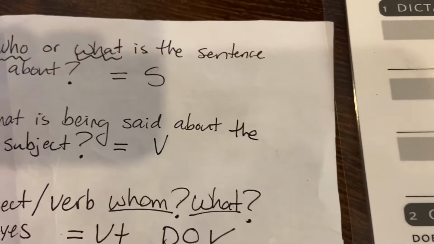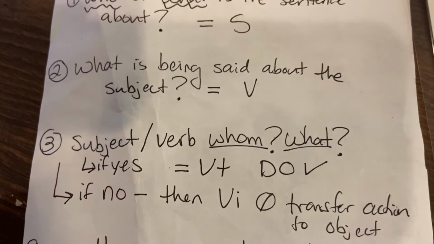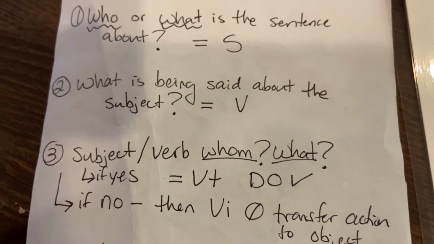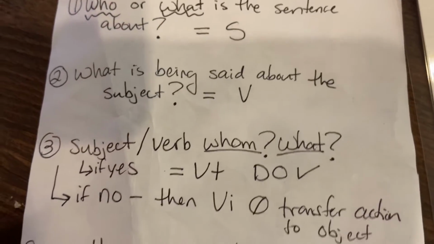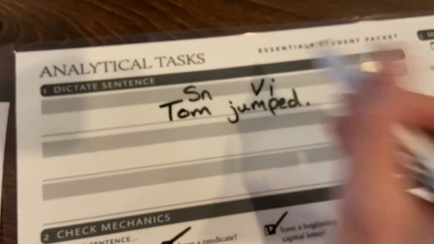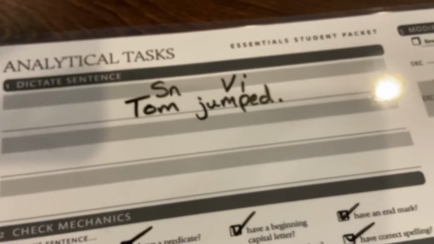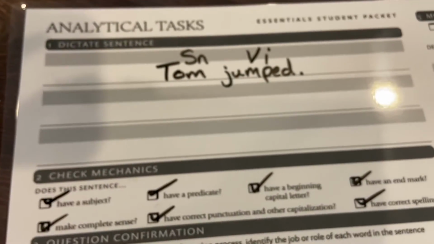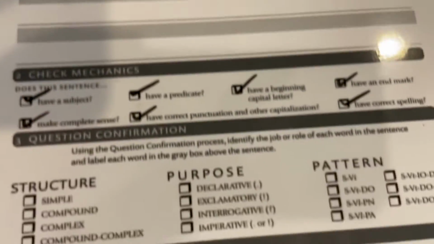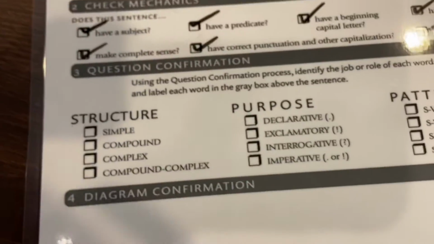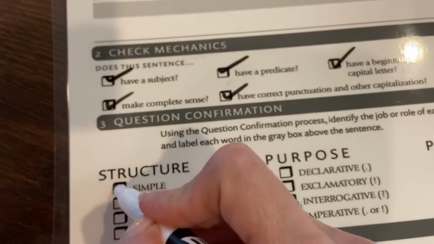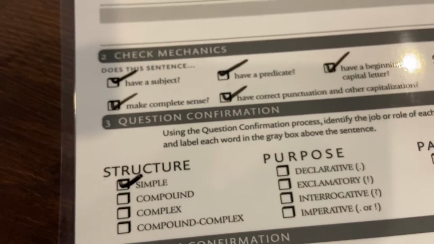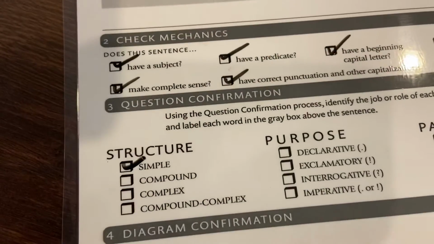Verb. The next question we need to ask is subject verb whom, subject verb what? Tom jumped who? Tom jumped what? Can I answer that? No. So if I can't answer that, we have a verb intransitive. It does not transfer the action to another object. Okay, then we are ready to say, what structure is this sentence? It's simple, right? Because a simple structure contains one independent clause that makes complete sense.